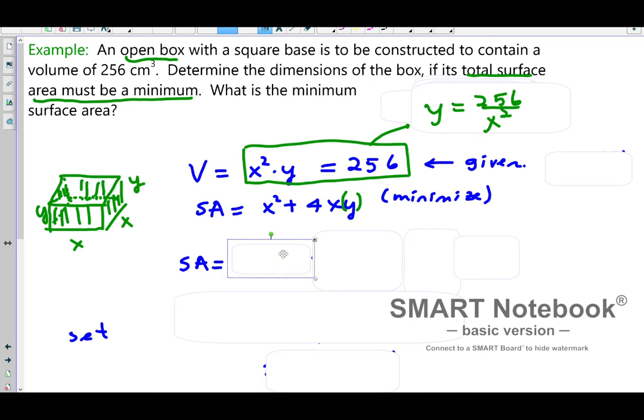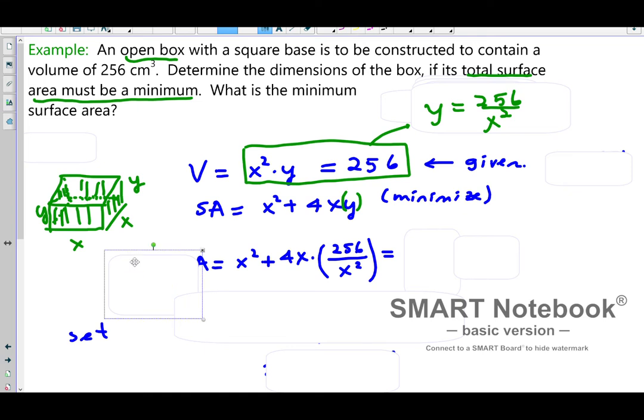So surface area equals X squared plus 4XY, but instead of y, we're going to enter 256 over X squared. Now, many times students, when it's time to differentiate this, try to use the quotient rule, but you really don't need it and you're complicating the problem, I would say, more than necessary. What you can do instead is simplify this quantity, okay?